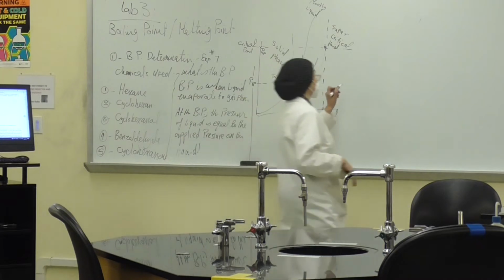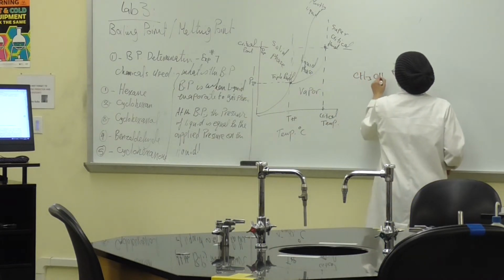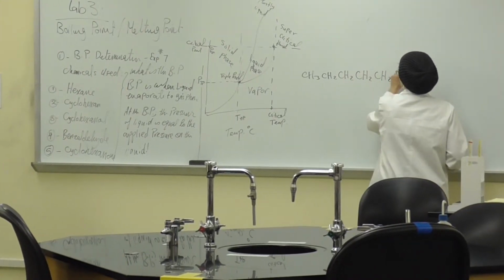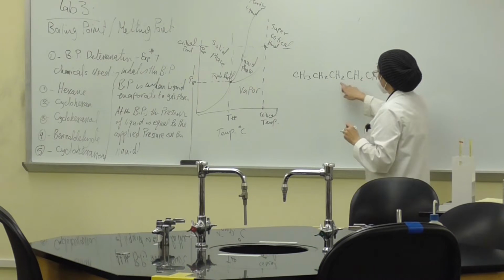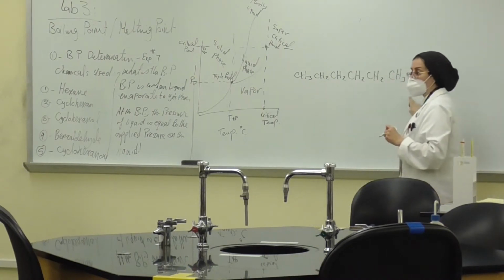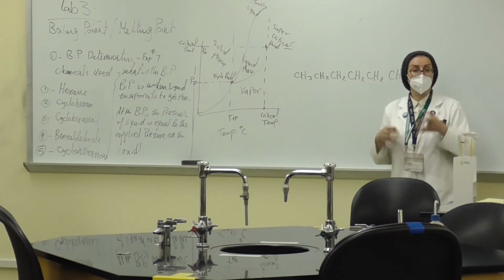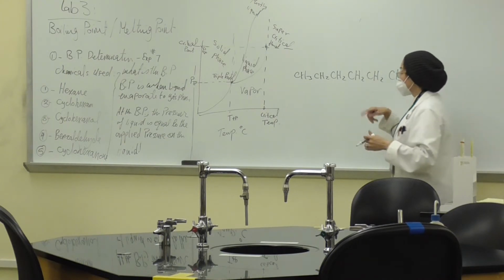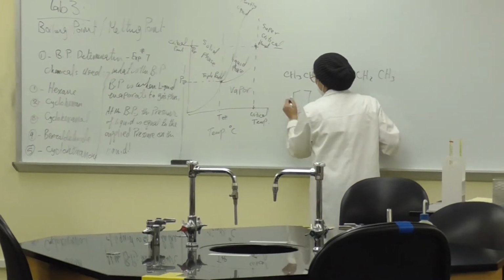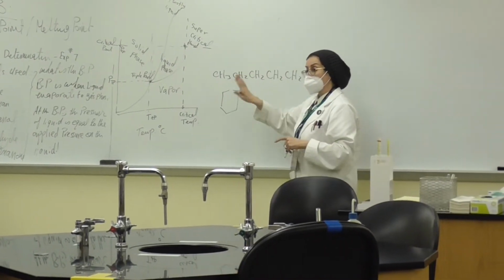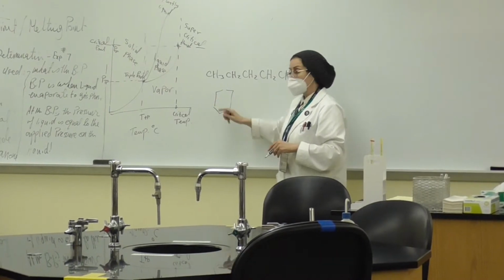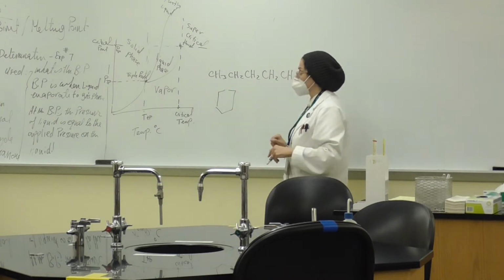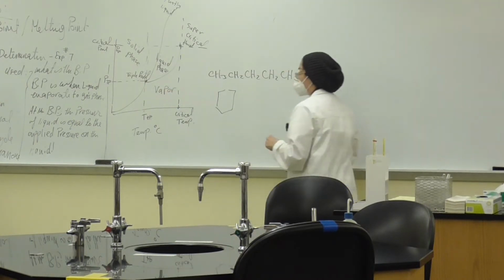So if I give you the hexane, CH3, CH2, CH2, CH2, CH2, CH3, we have 1, 2, 3, 4, 5, 6 carbon atoms. This is a straight line, we call it aliphatic, and it is open, it's not cyclic. Cyclohexane is also aliphatic, but doesn't have any aromatic, in other words, no double bond. This is cyclohexane, that's the second one. Third one is cyclohexanal.